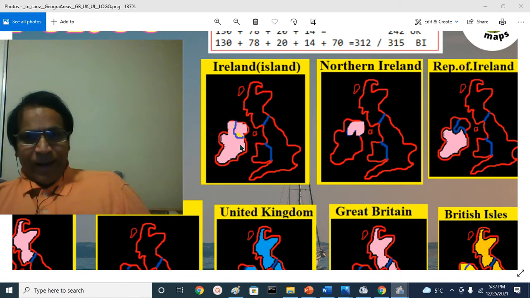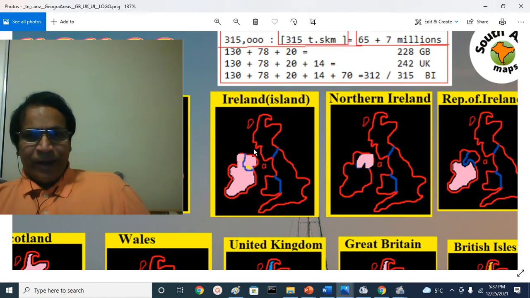Ireland is an island that is surrounded on all sides by water. It is two political units. I am using the term political units very broadly. The northern part is a separate country called Northern Ireland or Ulster.